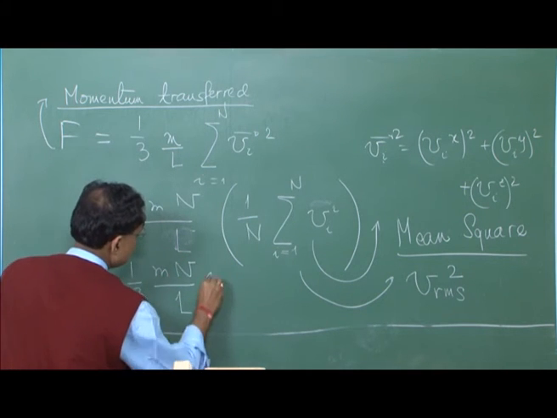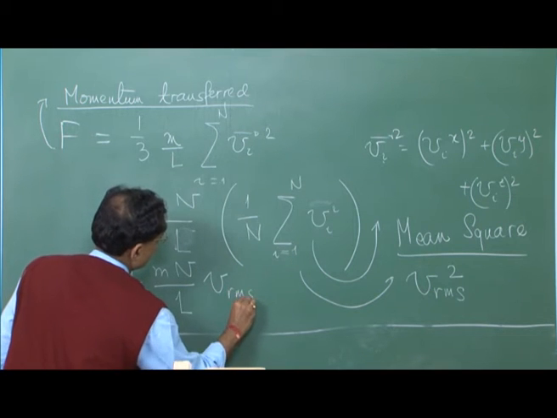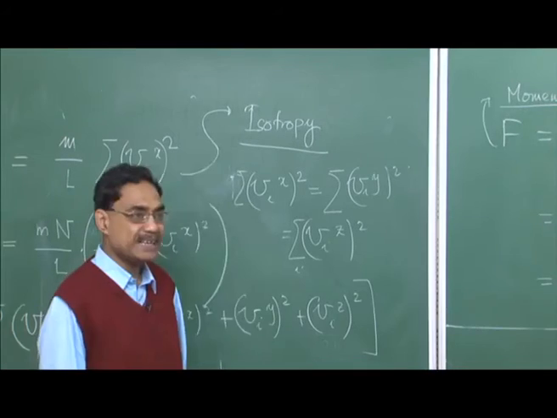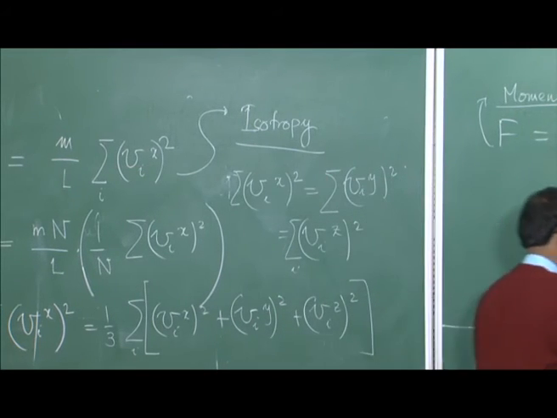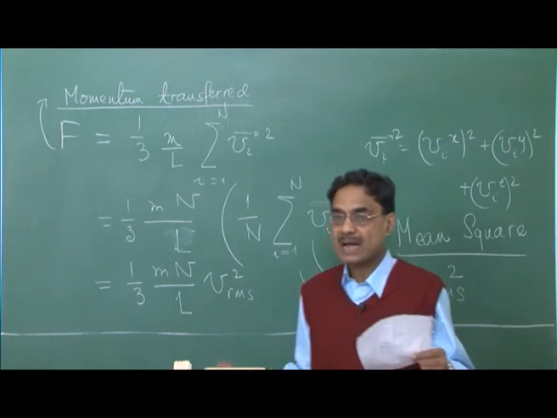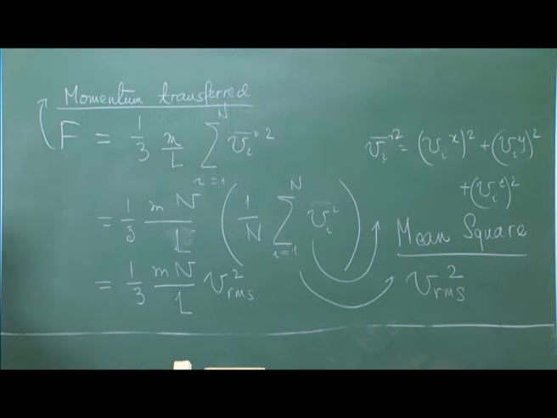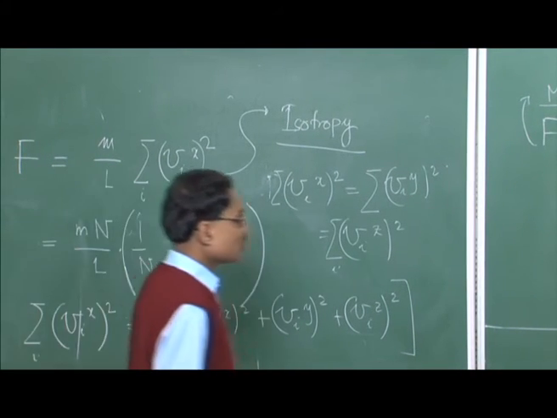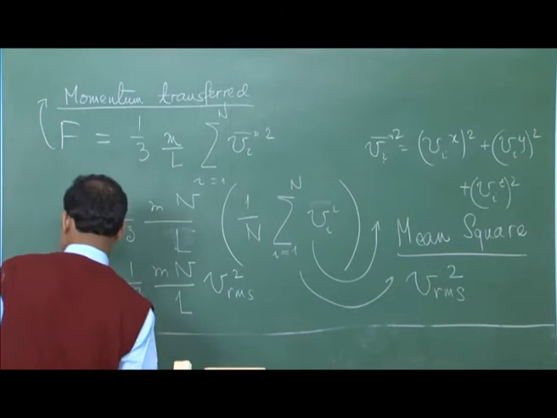m N by L, Vrms square. So, you see this RMS has the information that I have N particles in my container, and it has the information about the average I have been talking about. I cannot simply talk about a particular individual molecule, rather I can talk about average, and this is reflected here.